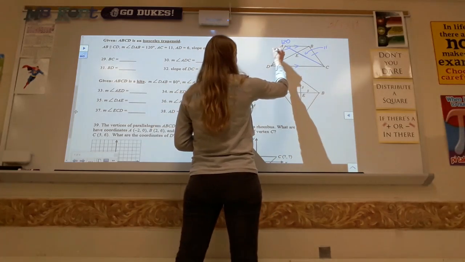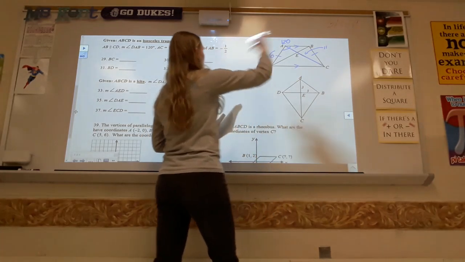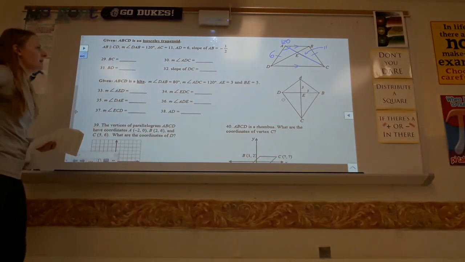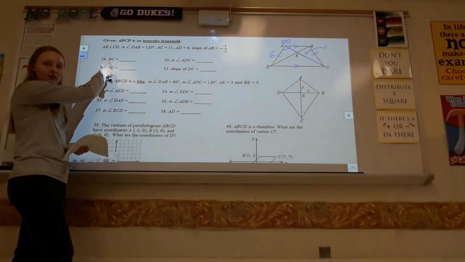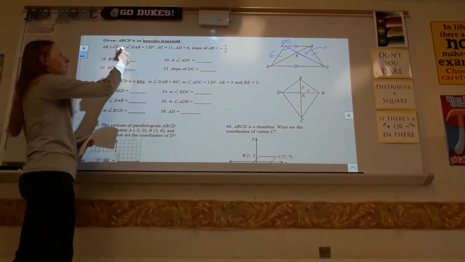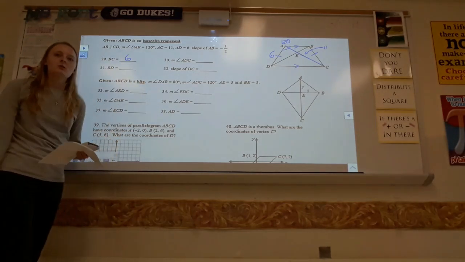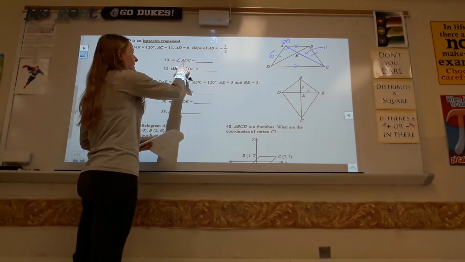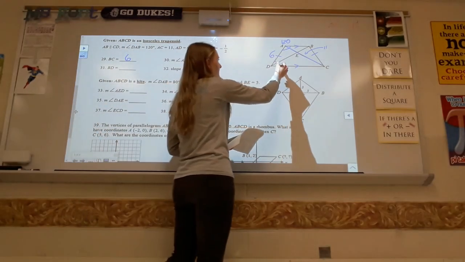I know that AD, which is one of the legs, is 6, and I know the slope of one of the bases is -1/2. I want to solve for BC. BC is the other leg in an isosceles trapezoid. They are equal. So if one of the legs is 6, the other one is also 6. Very easy question. I now want to find ADC, which is right here.